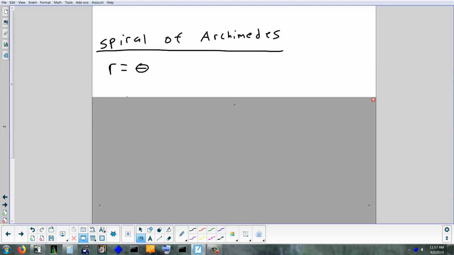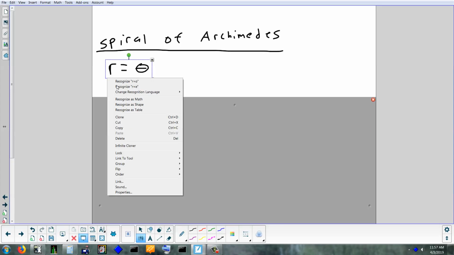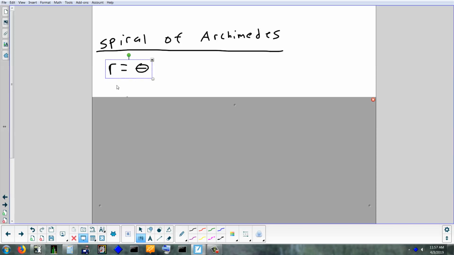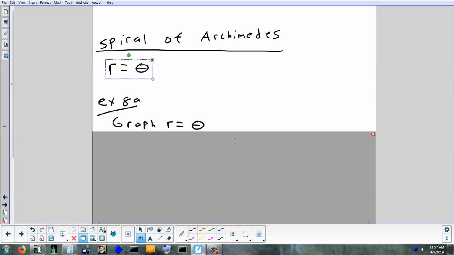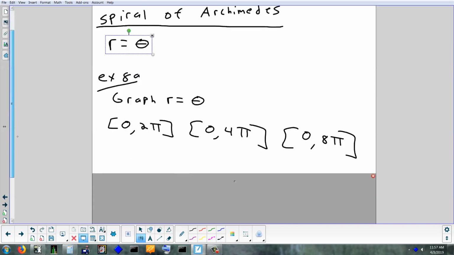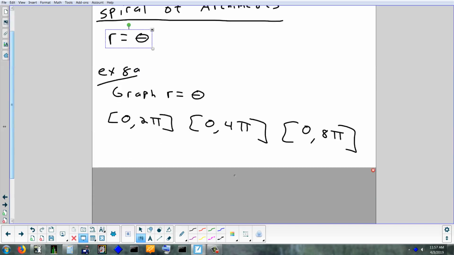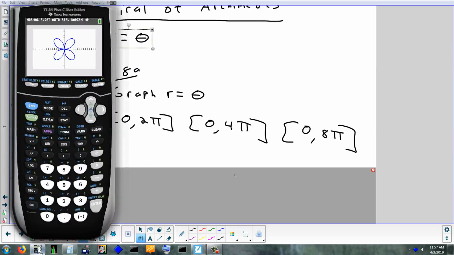So this one says that the radius equals the angle. So as your angle gets bigger and bigger and bigger, you're moving further and further away. That's the definition of a spiral. If your angle is 360, your radius is 360. If your angle gets smaller and it's 40 degrees, your radius is 40. So the bigger the angle, the bigger the radius. Okay. So let's graph these with just different intervals.